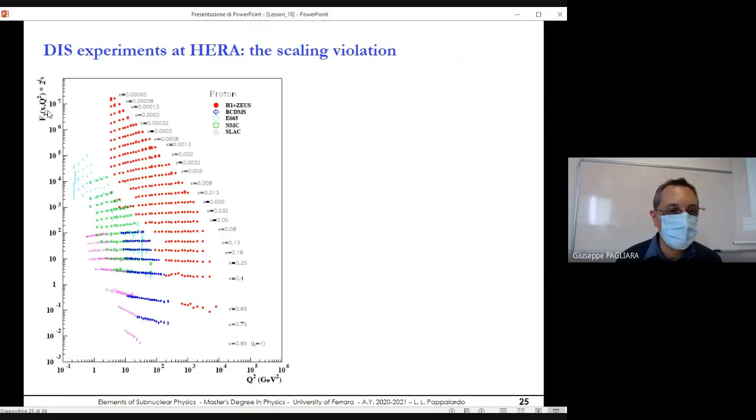So these are now the combined result by H1 and ZEUS, but also some other SLAC and some Fermilab experiments, etc. So F2 as a function of Q square for different values of x. Again, Q square spans like 6 orders of magnitude here, and also x ranges from 0.00005 up to 0.85. So we have many orders of magnitude in x and Q square. So let's now look into these results with some more detail.